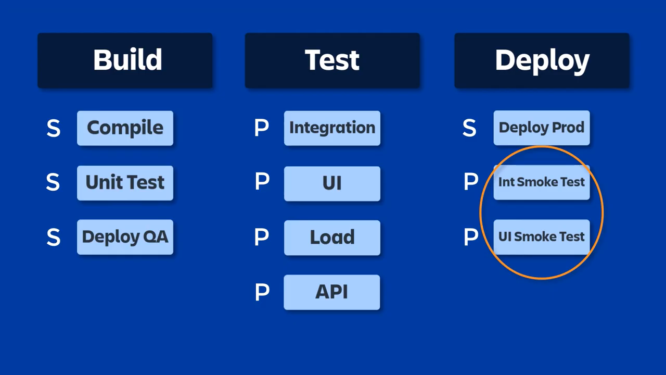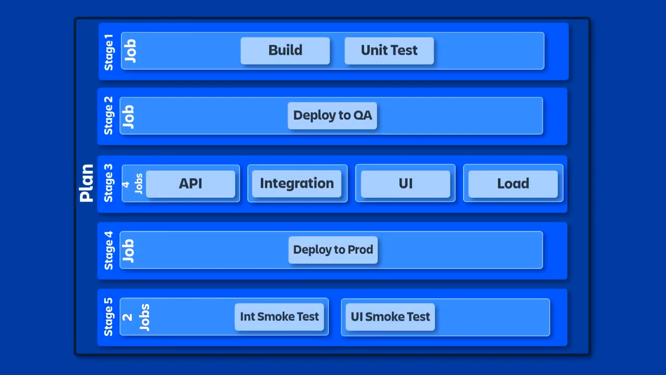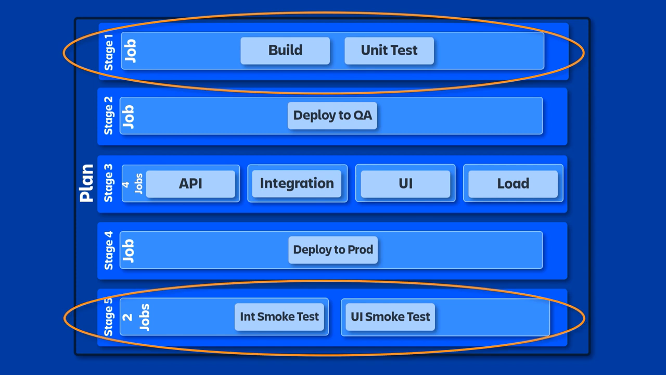Now the two smoke tests are independent of each other and can run in parallel, so they each go into their own job, because jobs can run in parallel. These two jobs will go into stage five. Look at stage one and stage five. They both have two tasks.